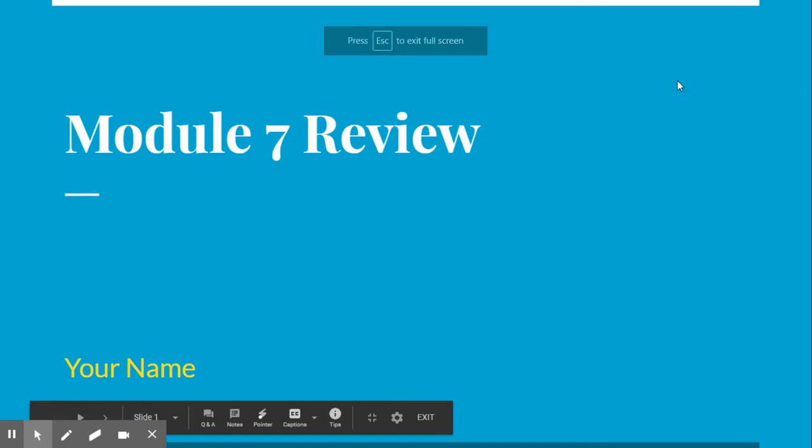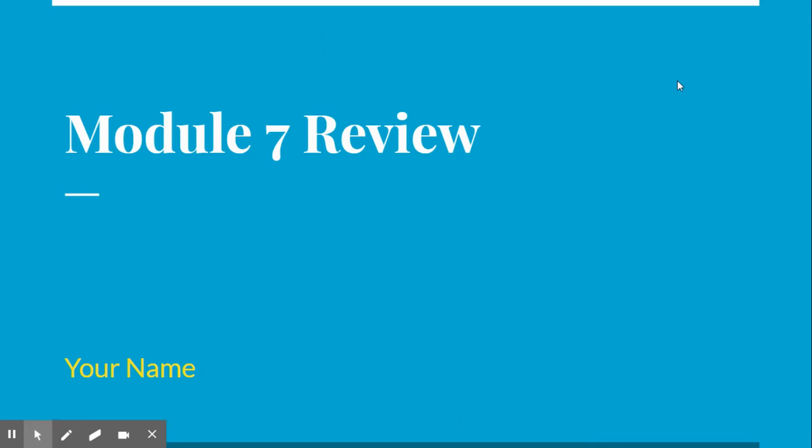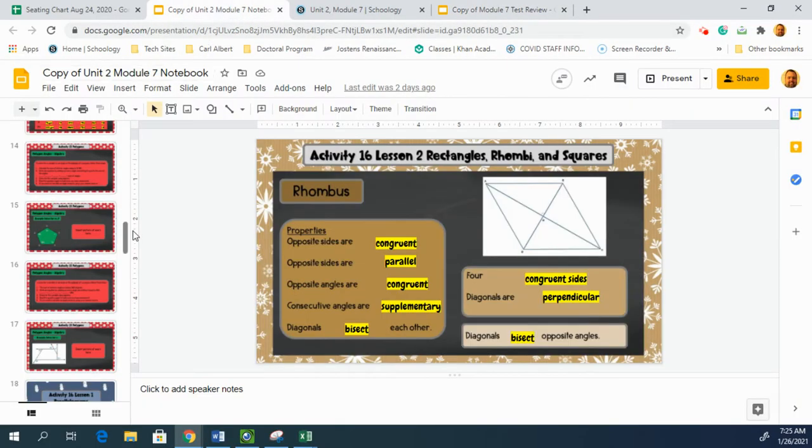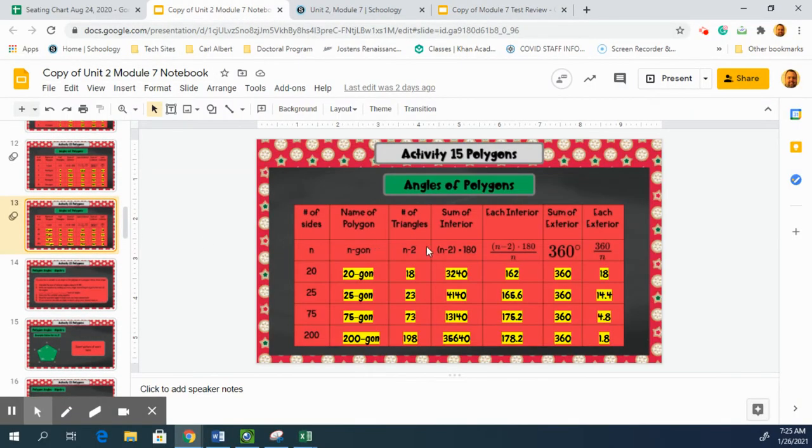So this is the Module 7 review over polygons and quadrilaterals. Those were the two main areas that we covered during this time. And so we're going to review some about what type of questions will be on the test. So this says answer each question, and each of these slides are going to kind of give you an area to go. So this says slide 11. That means I would go on my notes to slide 11, and this will be helpful in answering these questions.